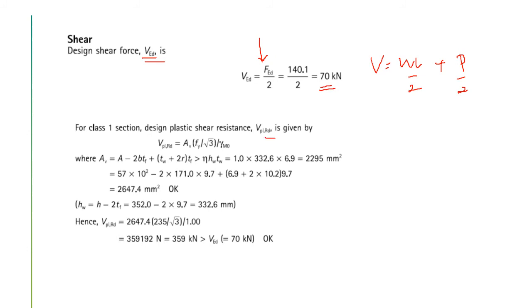And then calculate VPLRD. First you have to calculate what is the shear area, AV. A is 57. This value is taken from the appendix. Then we get our AV value is equal to 647.4. And then we need to compare with the value of HW times TW. The HW is 332.6. Since the value is greater, then you need to use this value.